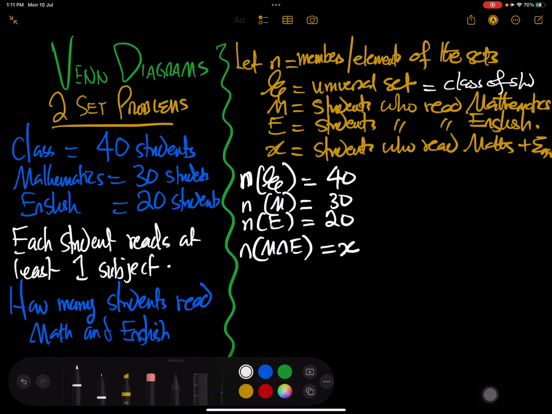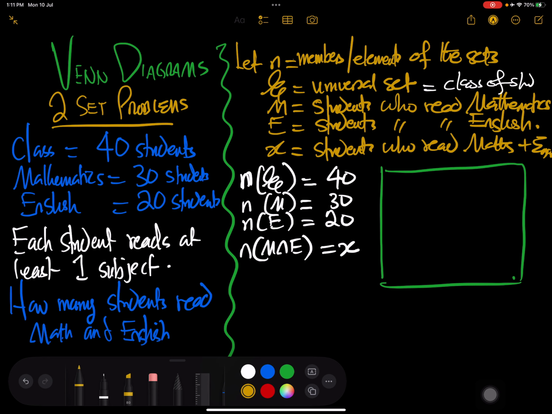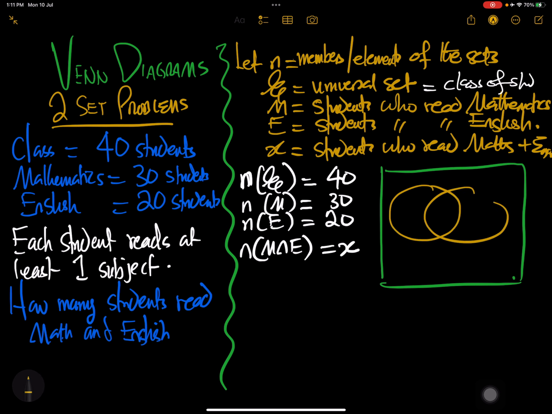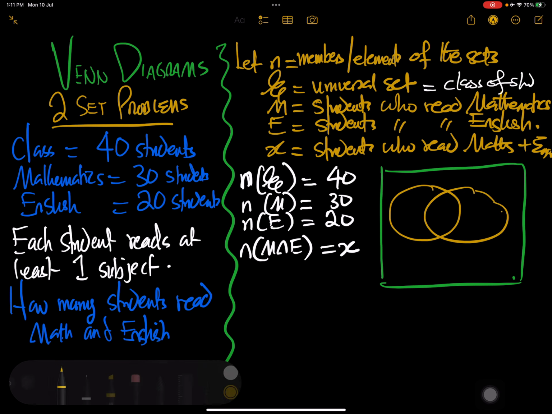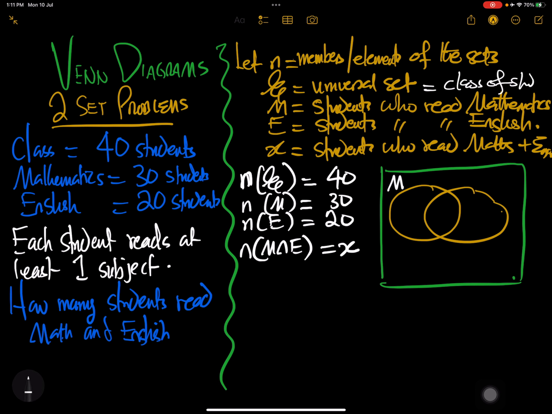So now we are going to draw our Venn diagram, with our rings like that. This is mathematics, about 30 students, and this is English, about 20 students. Then we have the universal set, which is 40 students. So everything in the box needs to add up to 40.